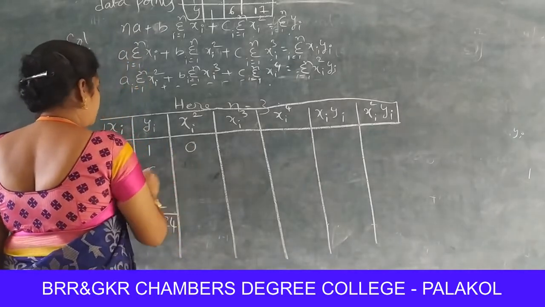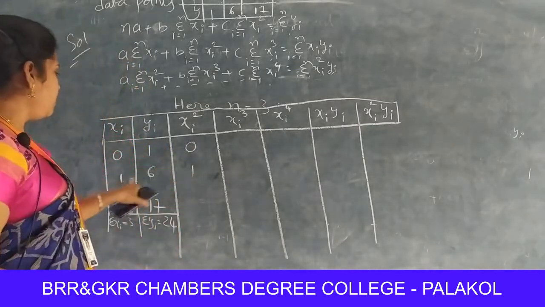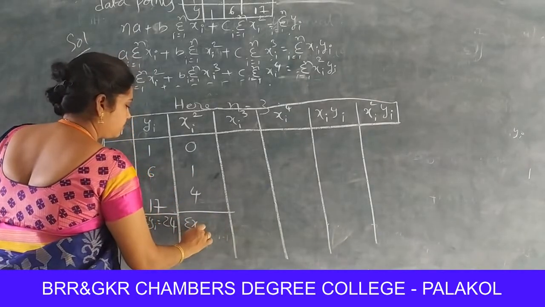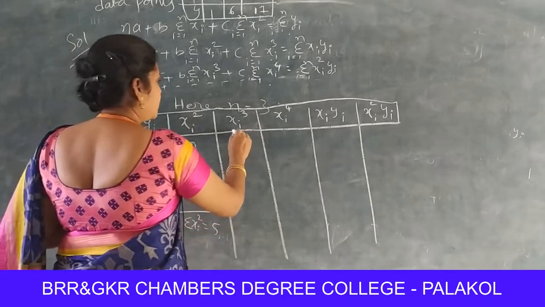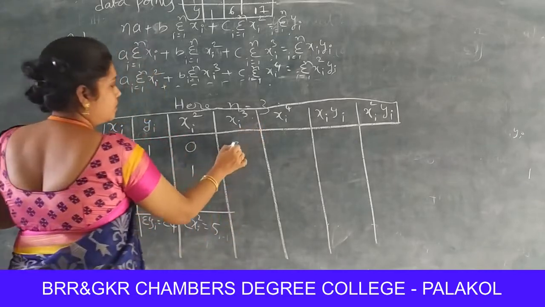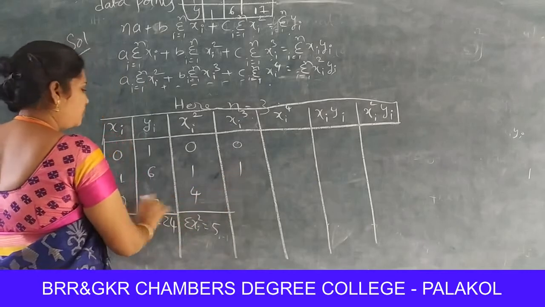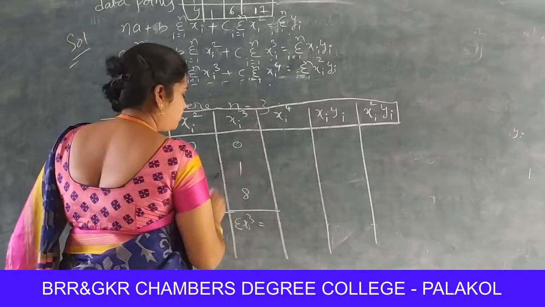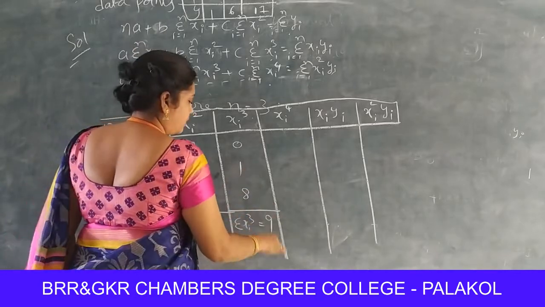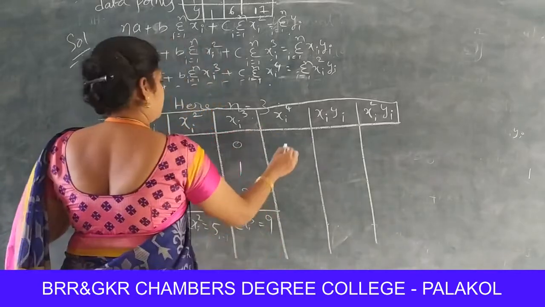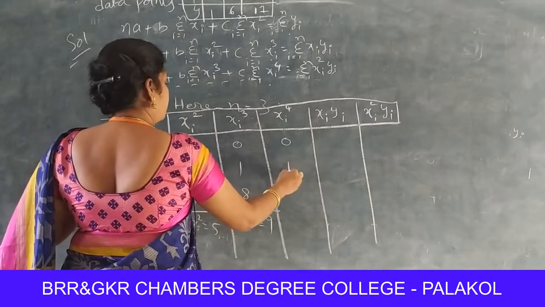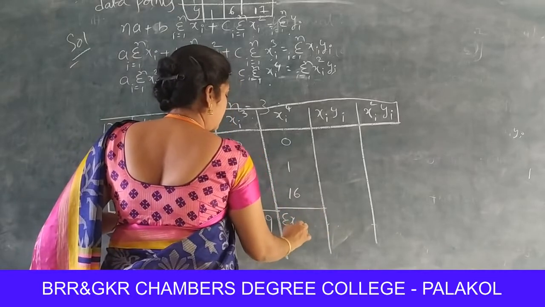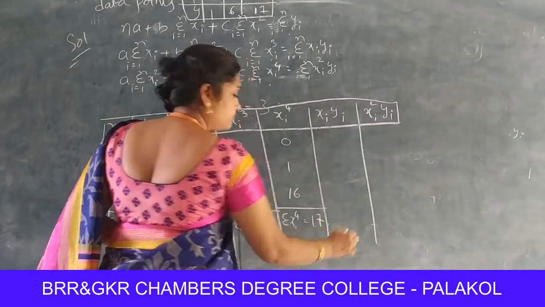Next, xi square: 0 square is 0, 1 square is 1 and 2 square is 4. The summation is 5. Next, xi cube: 0 cube is 0, 1 cube is 1, 2 cube is 8. The sum of these three is 9. xi power 4: 0 power 4 is 0, 1 power 4 is 1, 2 power 4 is 16, 16 plus 1 is 17, so sigma x power 4 is 17.